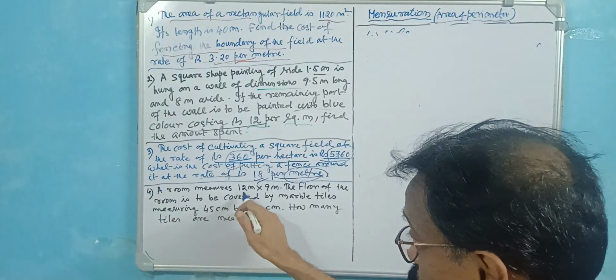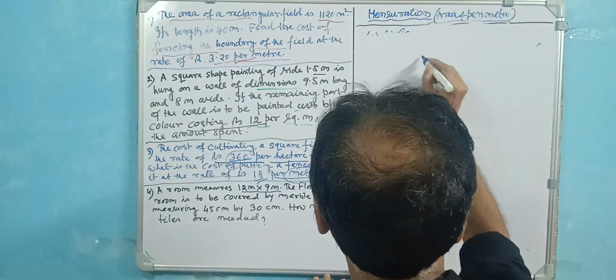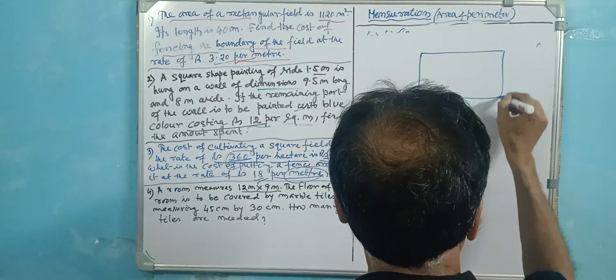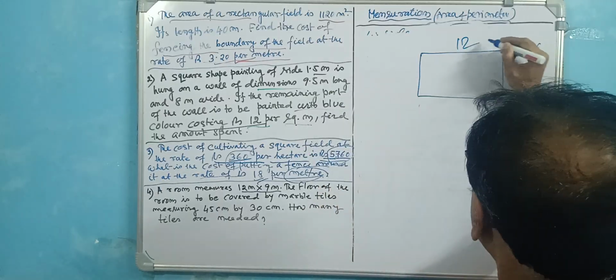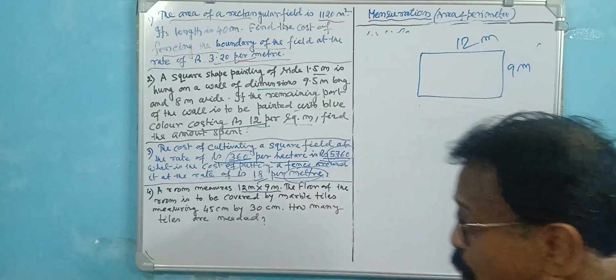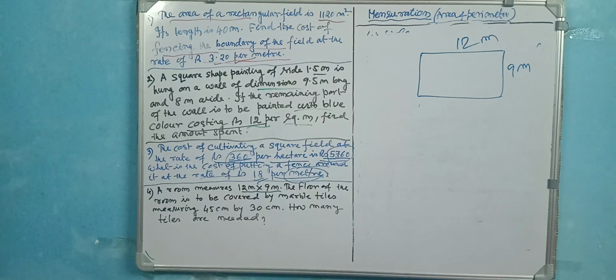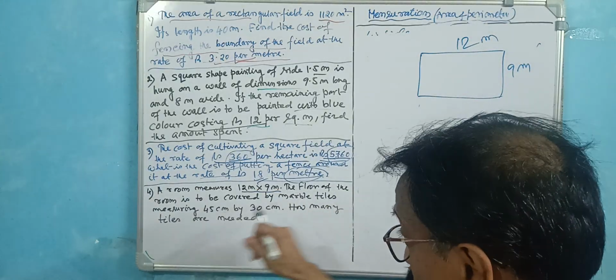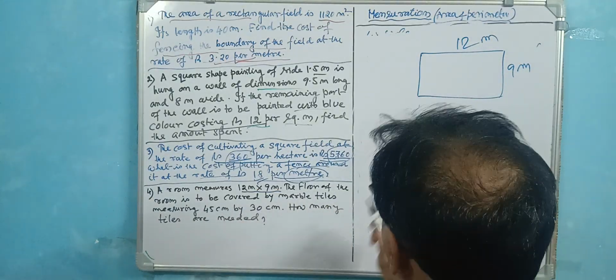A room measures 12 into 5 meters. So this is a room, this is 12 length, this into this, that is length into breadth. The floor of the room, now very important, the floor of the room is to be covered by marbles.